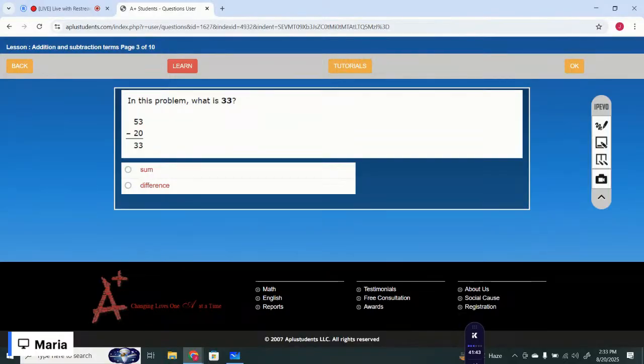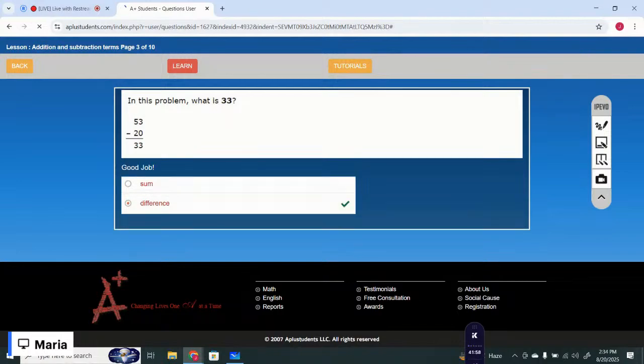In this problem, what is 33? 53 minus 20 equals 33. So 33 is the difference of 53 and 20. Difference it is. Option number 2 is the correct option.